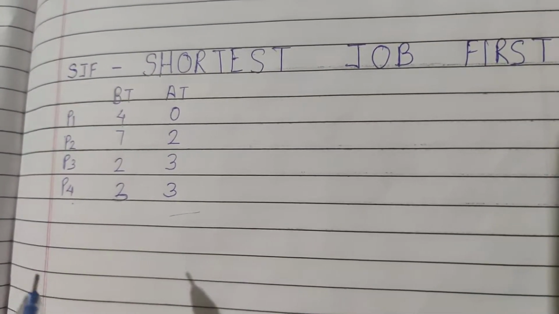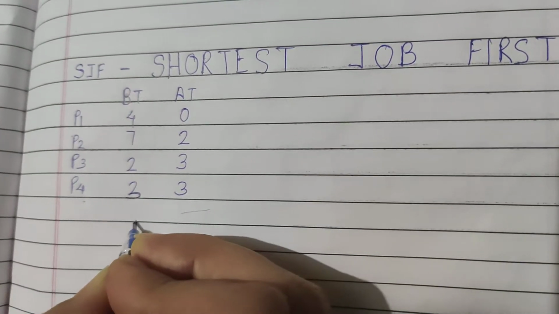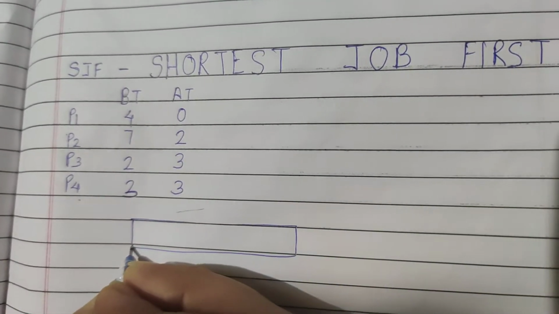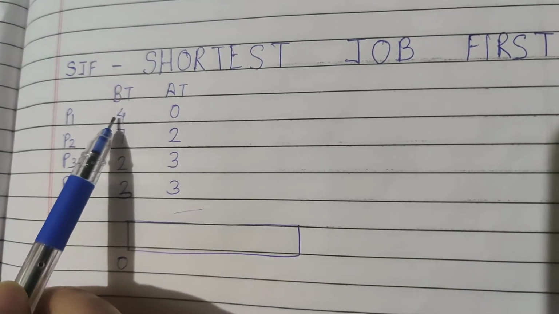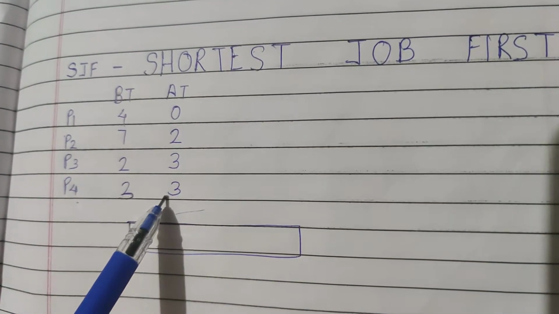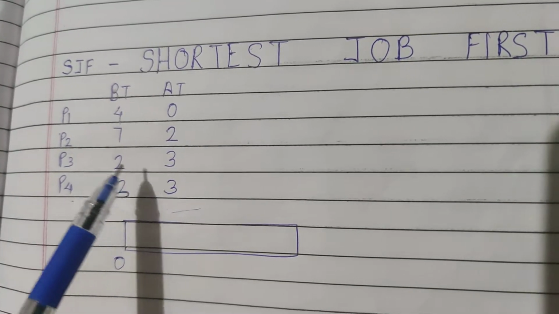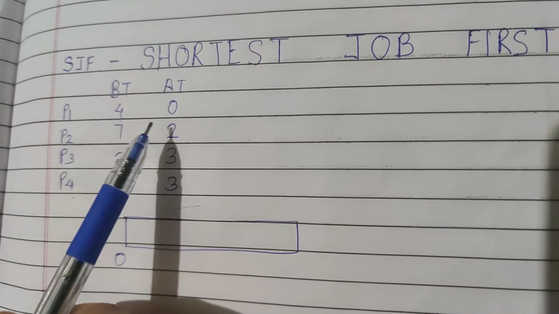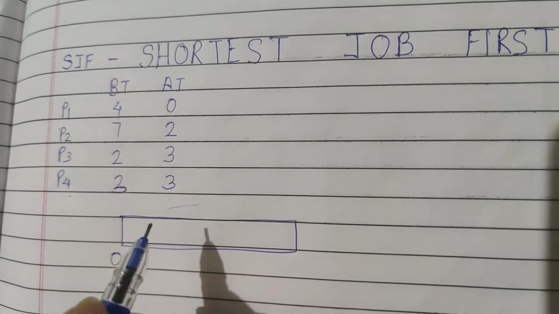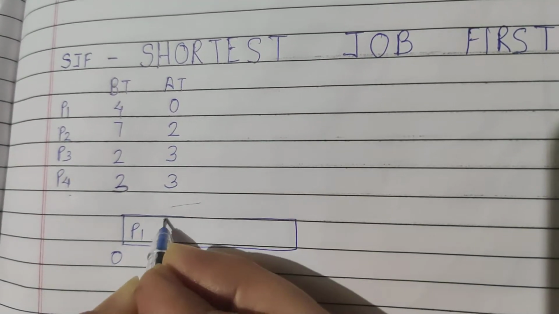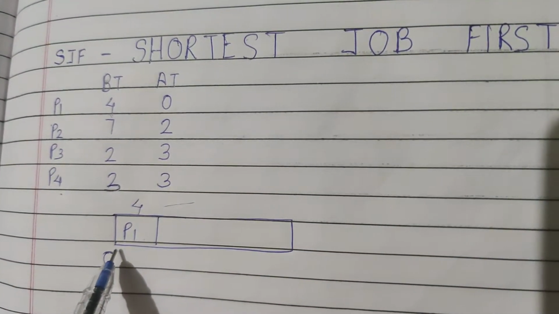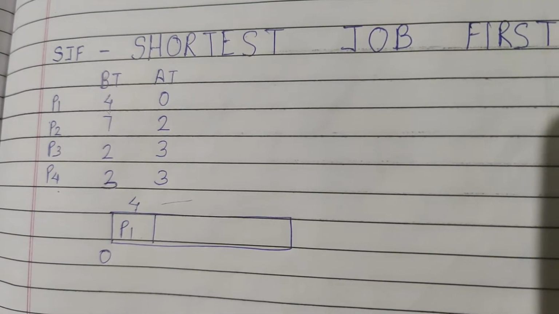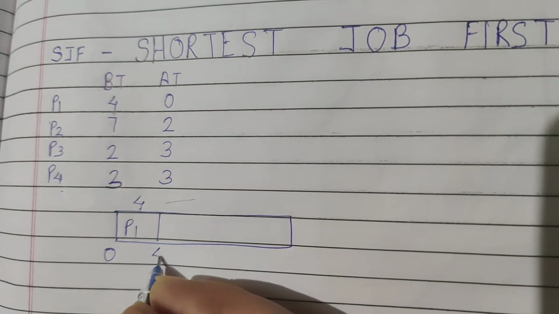So here we'll first see with the help of a Gantt chart. We have to draw the Gantt chart first. We have to consider which process is arriving first. Out of these 4, P1 is arriving first, at 0. So P1 will execute from 0 to 4 because the burst time for P1 is 4. So 0 to 4 P1 will execute, and it will be 4 here.